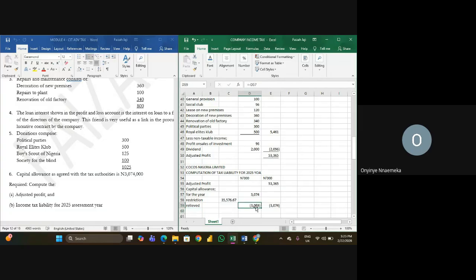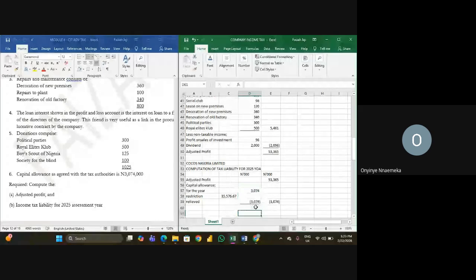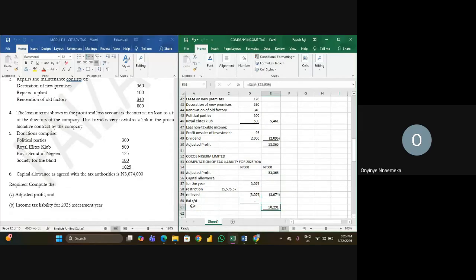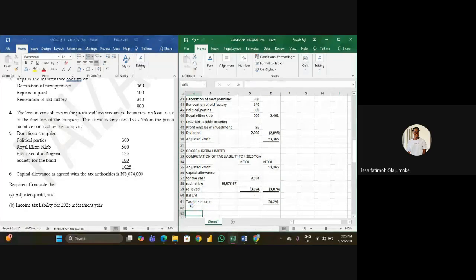Okay. So capital allowance brought down, can be carried down, will be equal to 0. In our taxable profit equals to this. Is the person that did it correct? Olajimoke. No ma. Oh, but you are close, right? Yes ma. I guess you cannot tell where your mistake is.